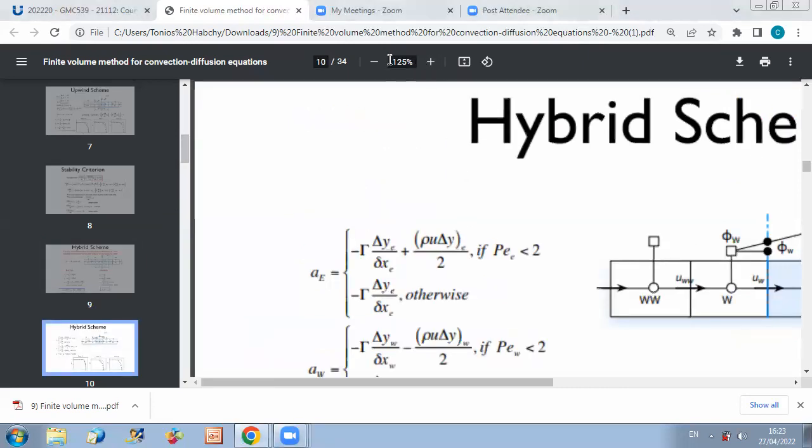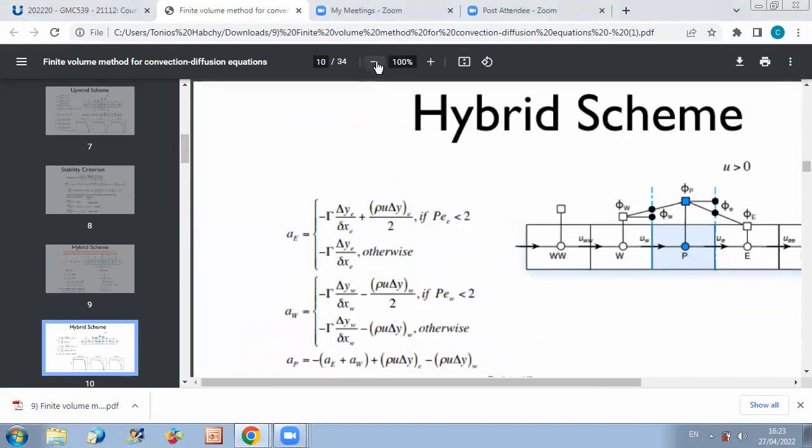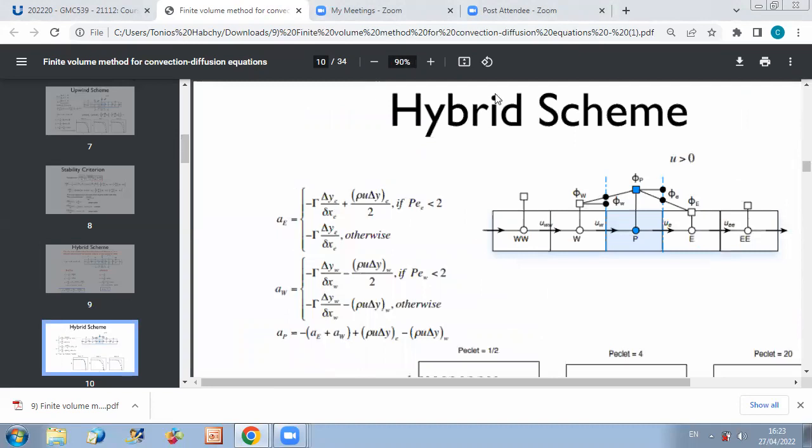So this is the definition of the hybrid scheme. The hybrid scheme will take the expression for u positive. It will take this expression for a east when Peclet number is negative, and in case Peclet number is smaller than 2. If Peclet number is larger than 2, then I use the upwind scheme, and in the upwind scheme, a east will be minus diffusivity coefficient times delta y east over delta x east.